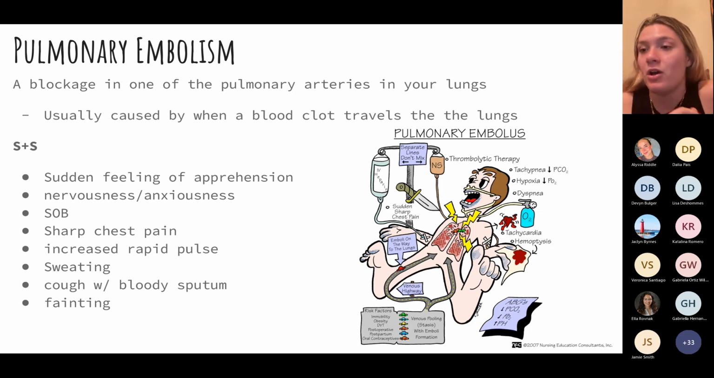When you think about our blood flow, it goes out throughout our body, it goes up into the right side of the heart, into the lungs, into the left side of the heart, back out through the body. So naturally, it makes sense that it's going to land in the lungs. So usually these patients will present with apprehension, nervousness, anxiousness, shortness of breath, chest pain, pulse. Bloody sputum is really common, and fainting as well.